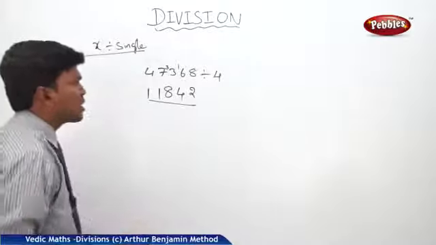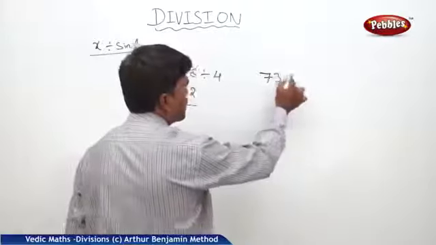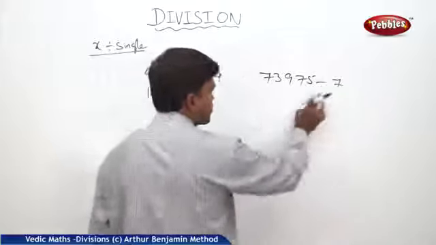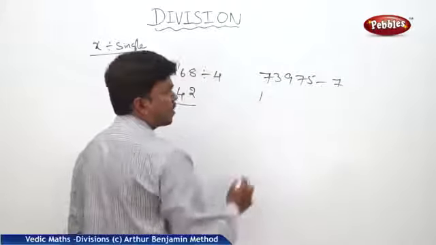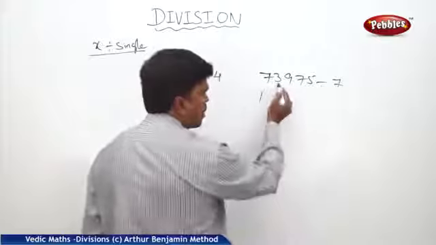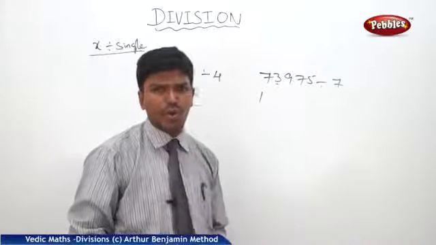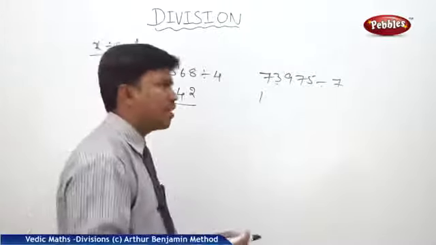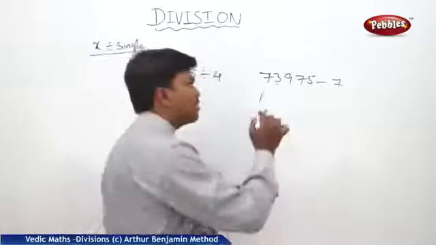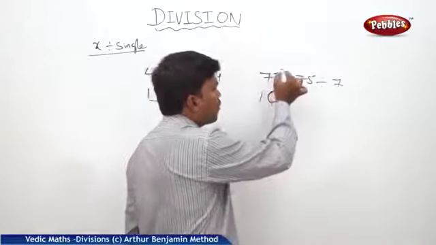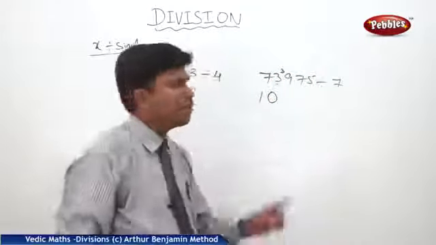Now let us take one more example. 73975 divided by 7. First, 7. How many times does it go? 1 time. No remainder. Now 3. How many times does it go in 3? It doesn't go. But I can say it will go, but 0 times. 7 zeros are 0. Now put the remainder, that is 3, before the next number.